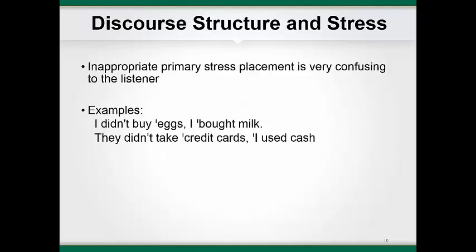When primary sentence stress is placed inappropriately in a sentence or phrase, it can make it hard for the listener to process the sentence appropriately. Listen to the following example sentences with primary sentence stress placed inappropriately in the second sentence or phrase. It's not that these words could never be stressed in these sentences. It's just that this pattern is not appropriate for these pairs of sentences or phrases. Here we go. I didn't buy eggs. I bought milk. They didn't take credit cards. I used cash.